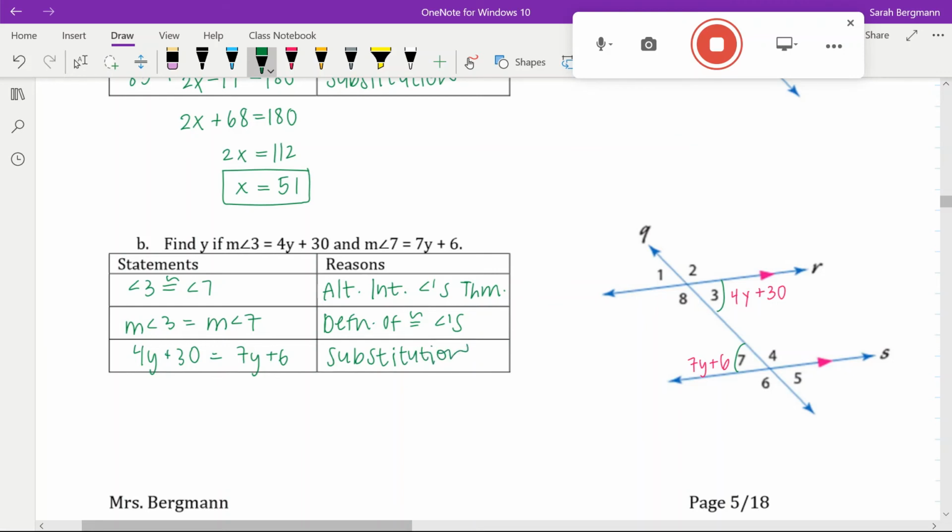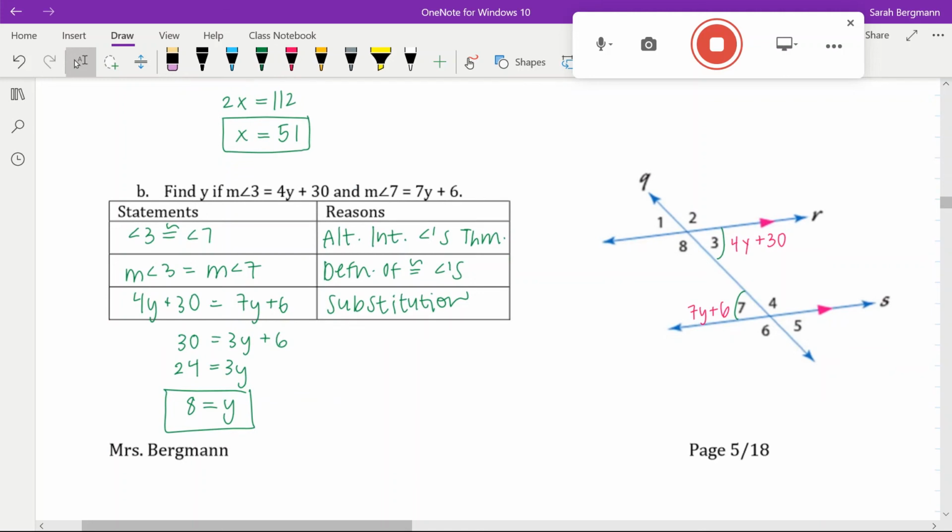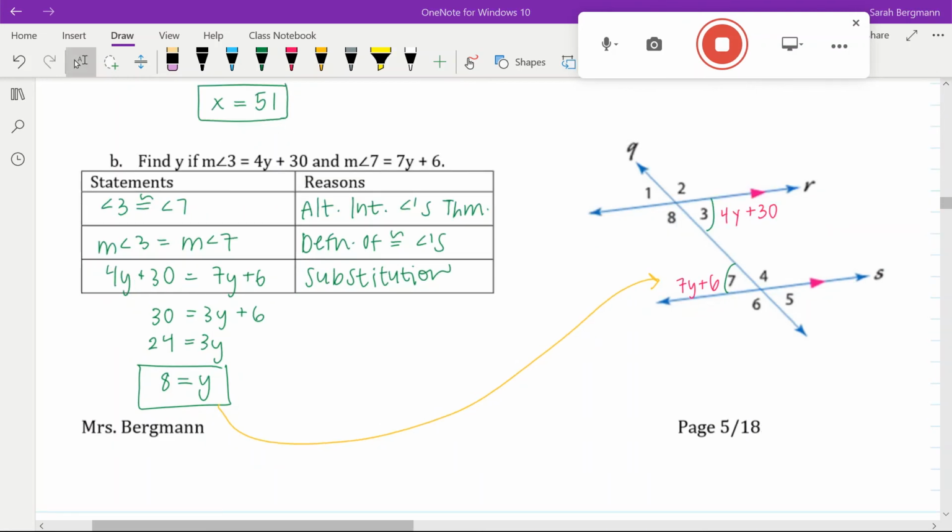Now that we have the algebra equation set up, you can go ahead and solve it without showing every justification. So first, subtract 4y on both sides. Next, subtract 6 on both sides. Now you can get y by itself by dividing both sides by 3. And you get y equals 8. You could double check this answer by plugging it back into the expressions and making sure that they're equal for angle 3 and angle 7. And try the practice problem on your own below, A and B.